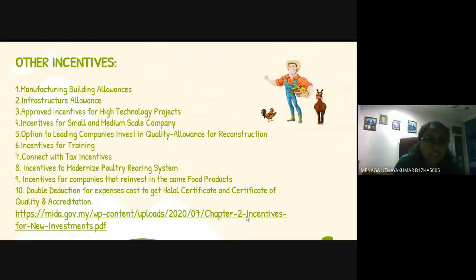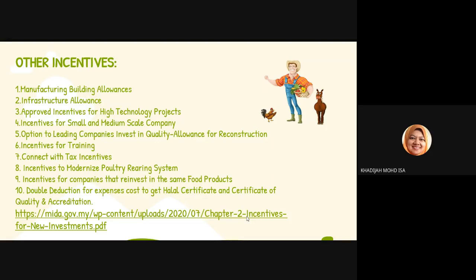Next will be the other incentives, where we have another manufacturing building allowance, infrastructure allowance, approved incentive for high technology project, incentive for SME, incentive for training, tax incentive to modernize the poultry rearing system, incentive for companies that reinvest in the same food products, and double deduction for expenses incurred to get HALAL certificate and certificate of quality and accreditation. So these incentives are only available for agriculture.